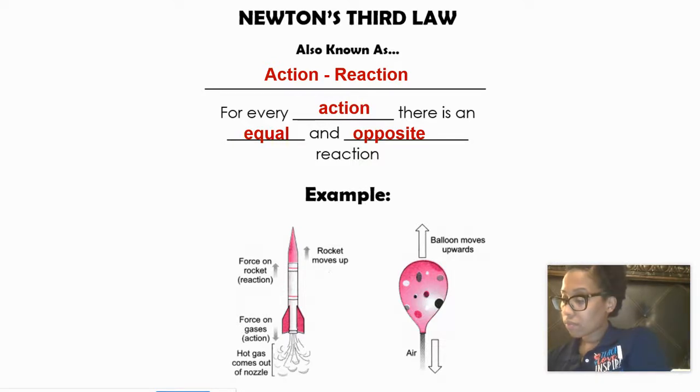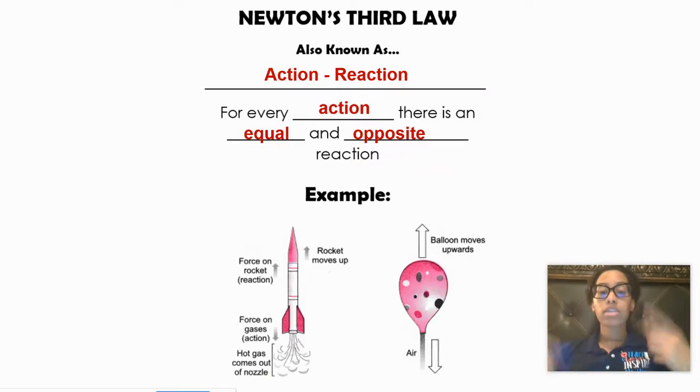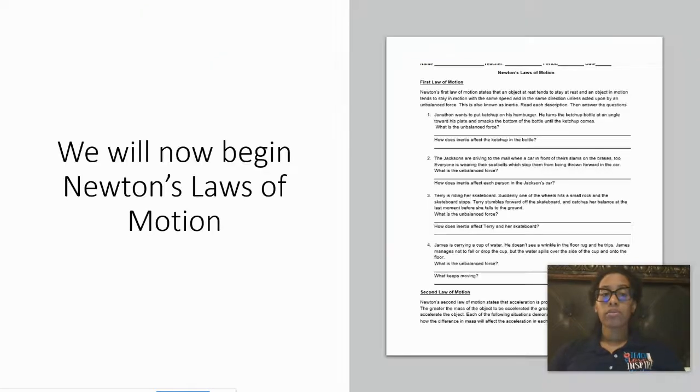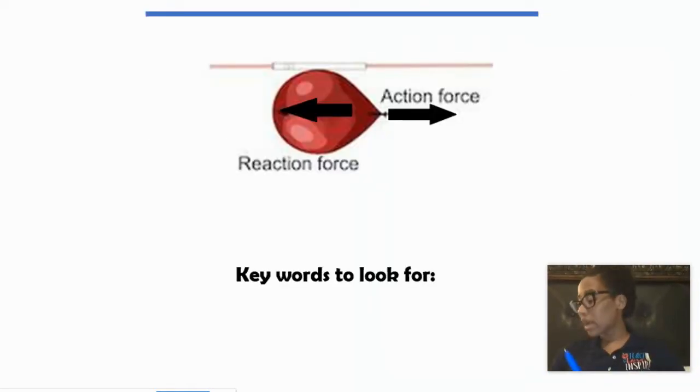Okay. So our examples for this one is the rocket. So we learned that the combustion and gas from the rocket push down and the rocket goes up. And then we did the balloon demo, the balloon rocket actually, in class. I blew the balloon up, the air came out of the back, and the balloon moved forward. Okay. There's nothing to write here because action and reaction are already done.